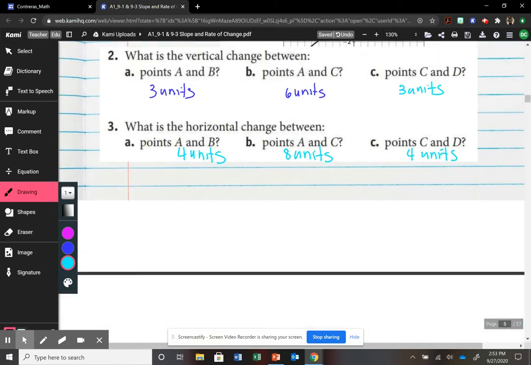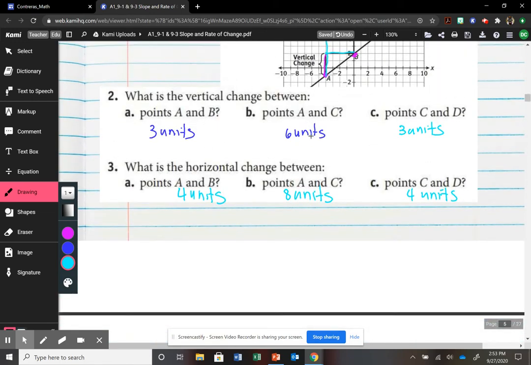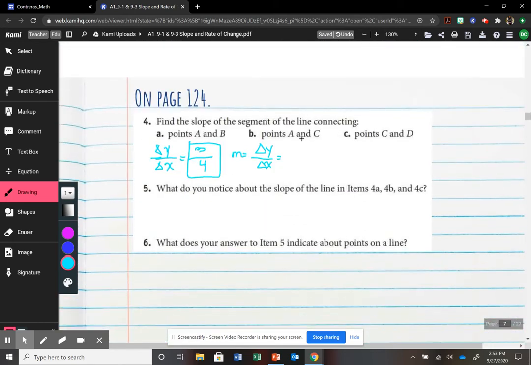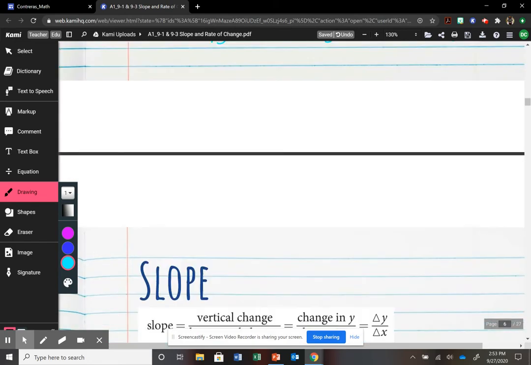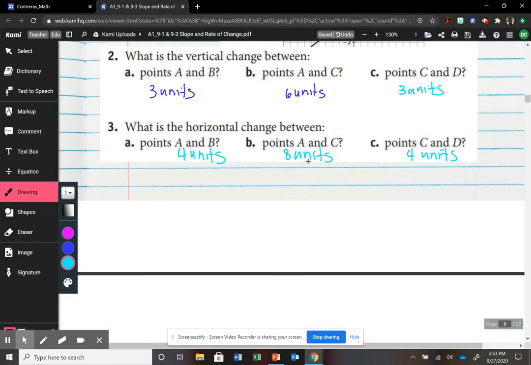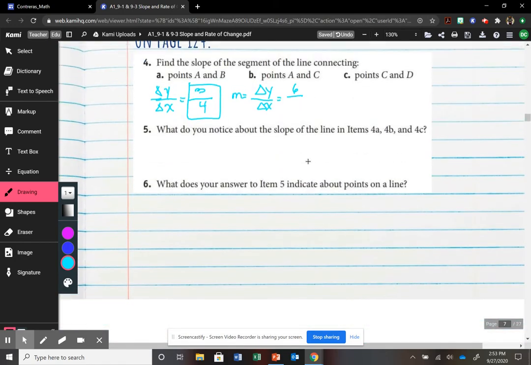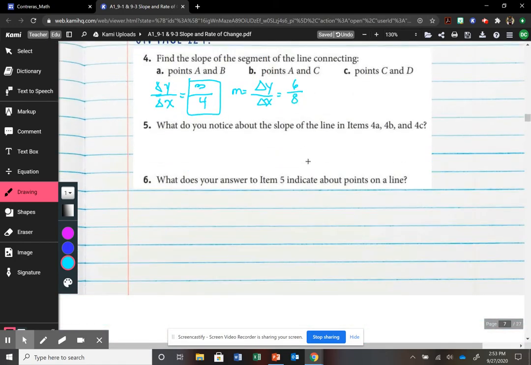Okay, what was our change between A and C? What was our vertical change? Our change of y was 6 units. So here I'm going to put 6. And our change of x, or horizontal change, for A and C was 8 units. Okay. And here I can simplify by 2, dividing both top and bottom by 2, so we get 3 over 4. That is our slope.